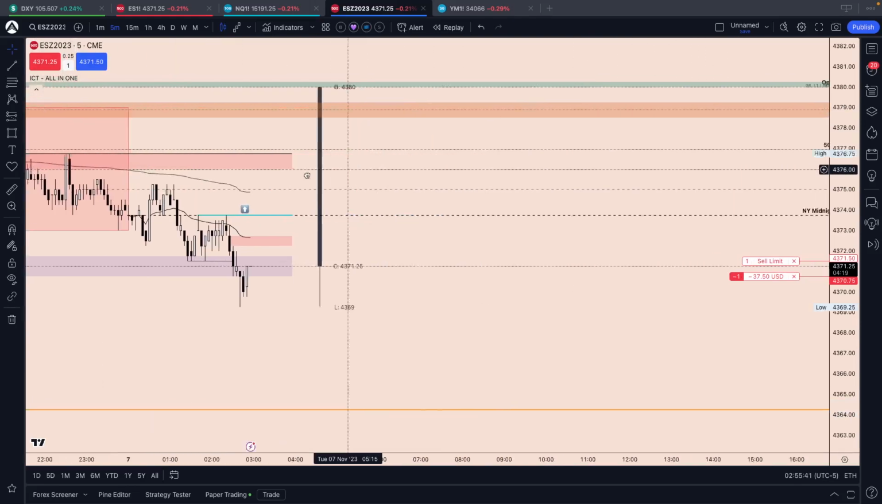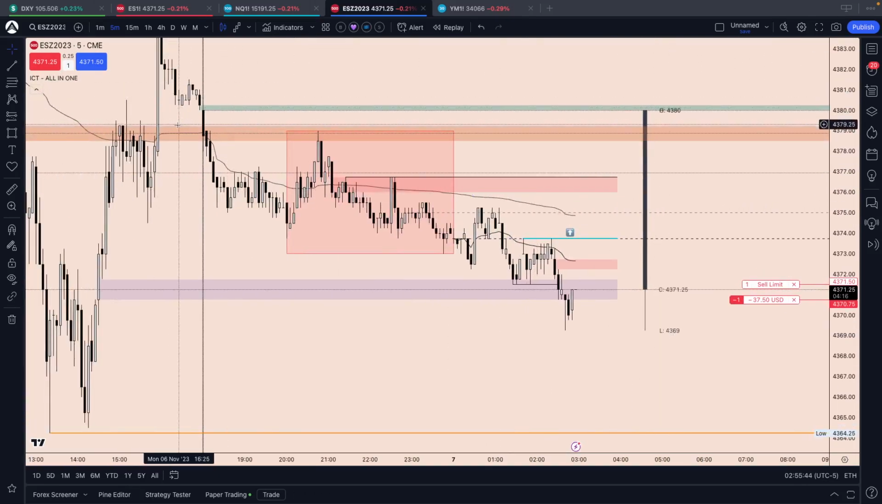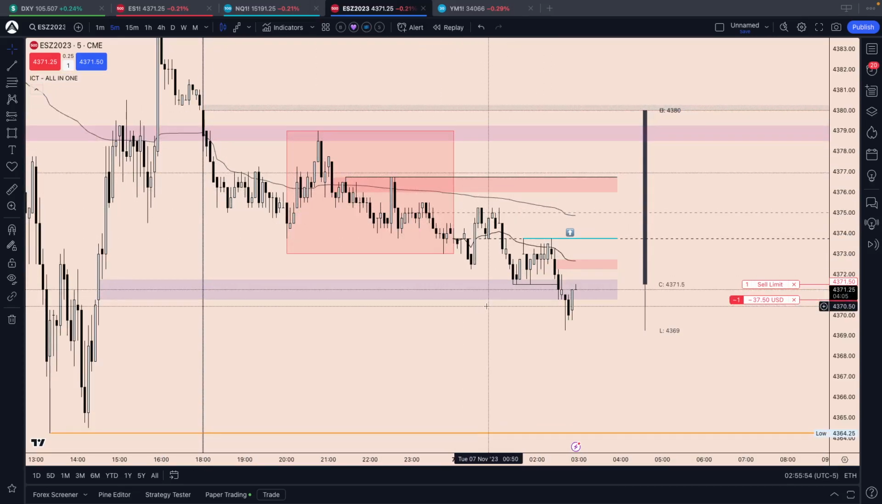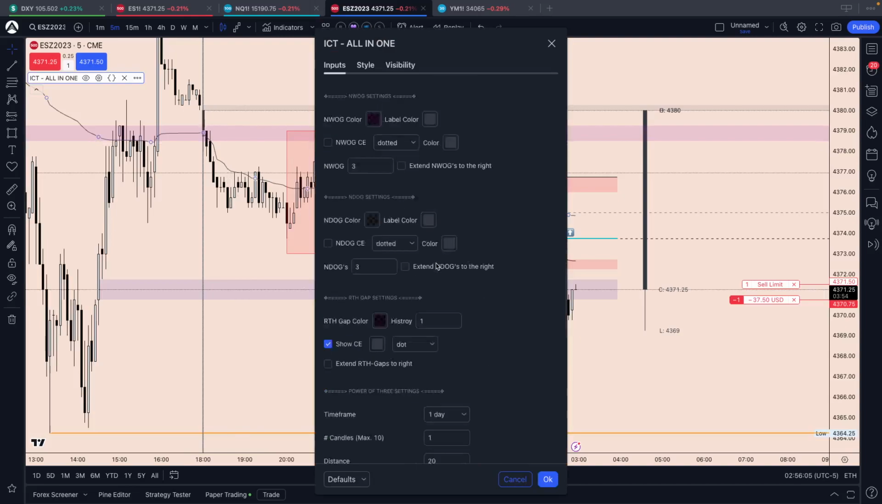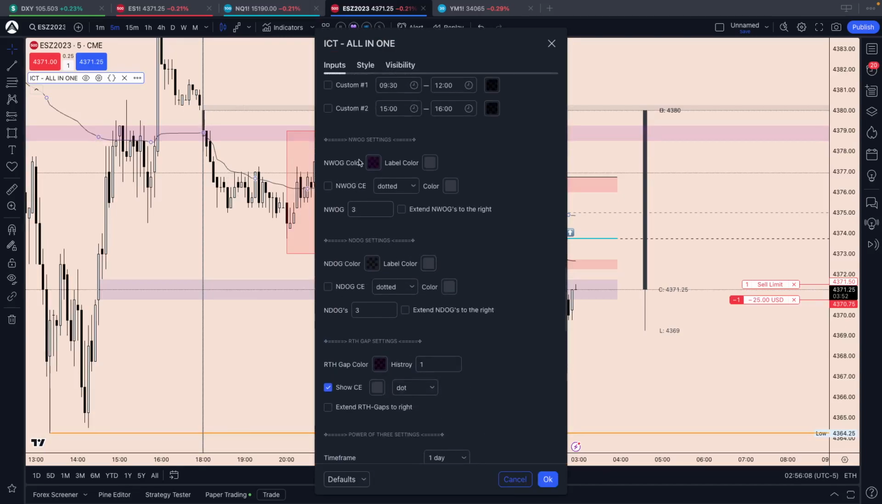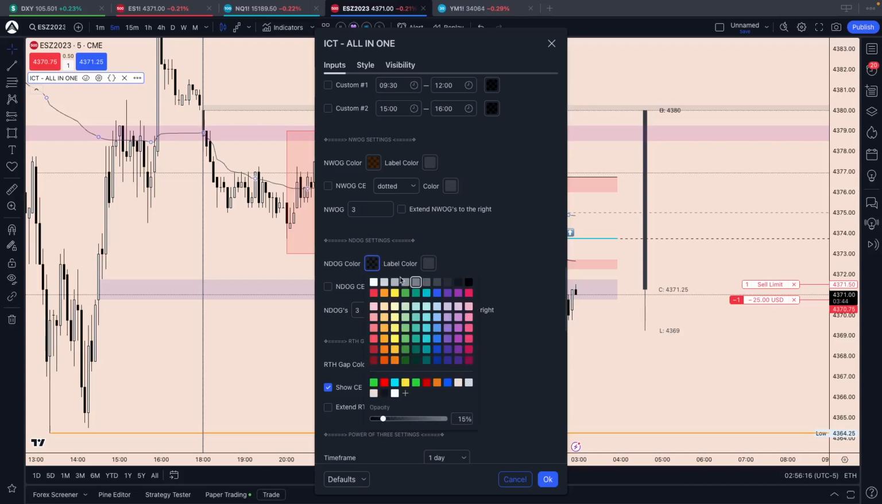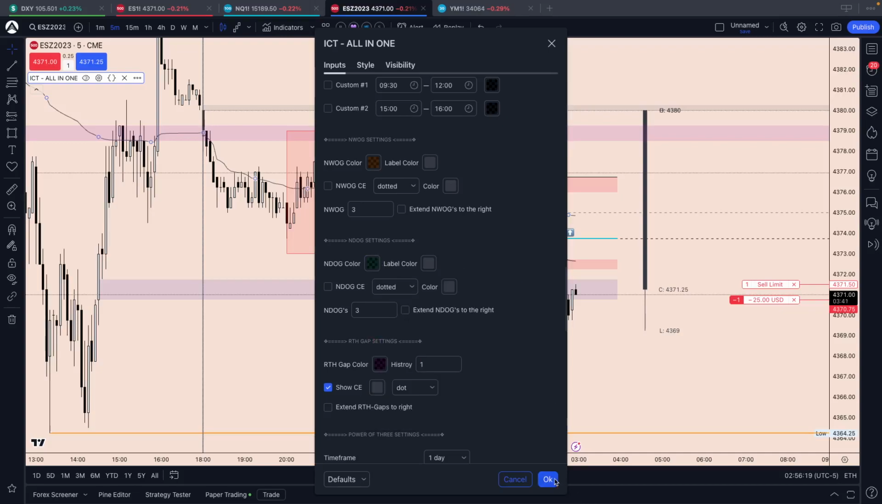New day opening gap. Still from our drawing. The new week opening gap. Don't need these drawings anymore. The indicator is doing the work now. Let's modify the color of the new week opening gap and make that orange. And the new day opening gap is going to be this little shady green here.